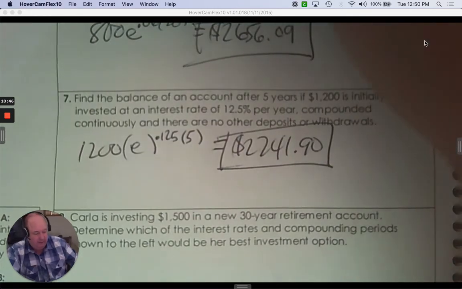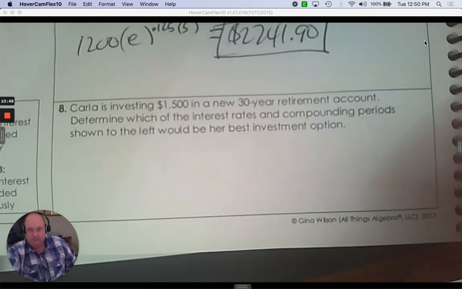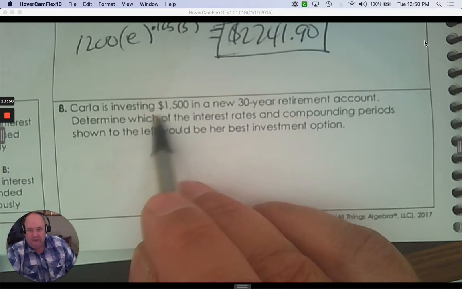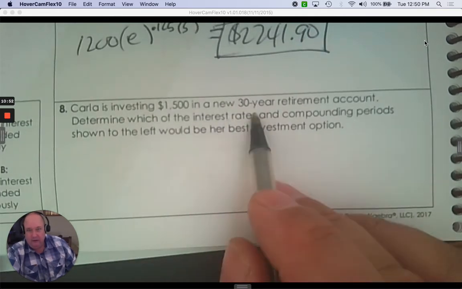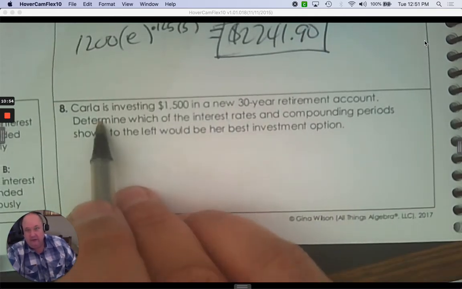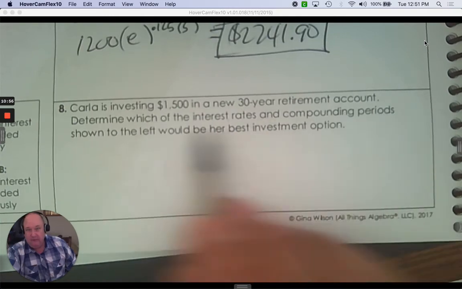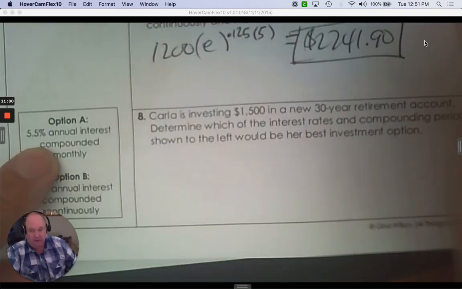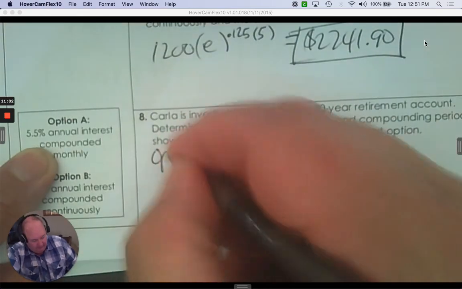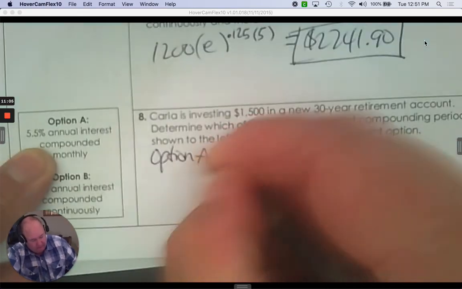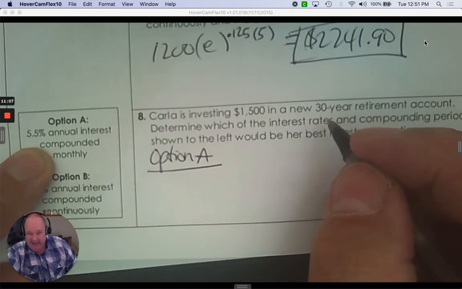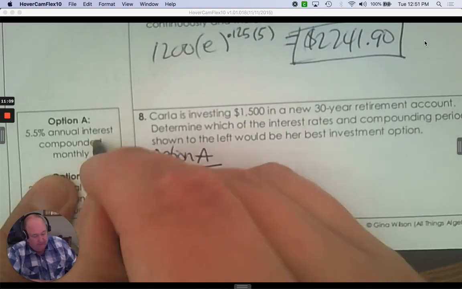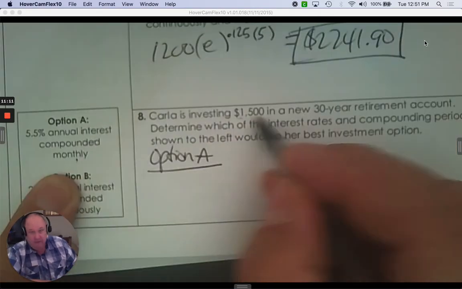All right, number 8, last one. Carla is investing $1,500 in a new 30-year retirement account. Determine which of the interest rates and compounding periods shown to the left would be your best investment. So we have 2 options here. So we'll do option A and we'll do option B and see which will give us more money. In option A, it's compounded monthly. So we start with $1,500.